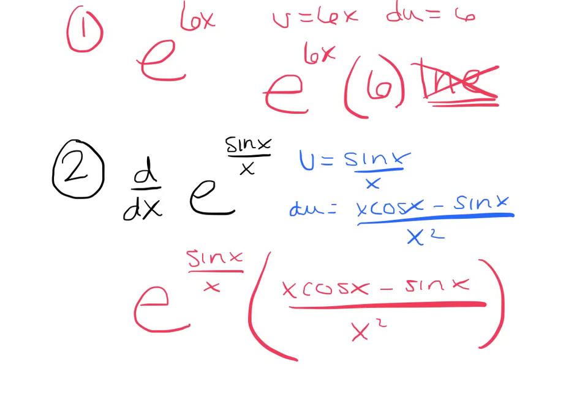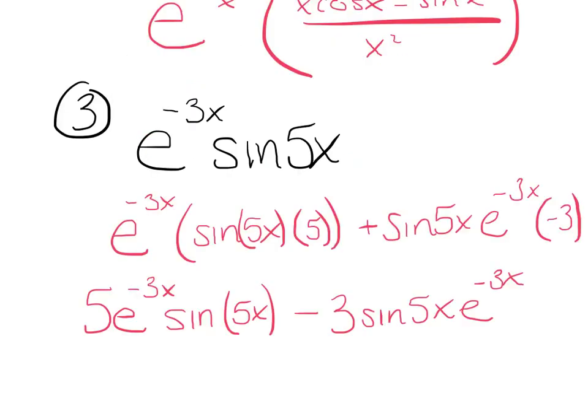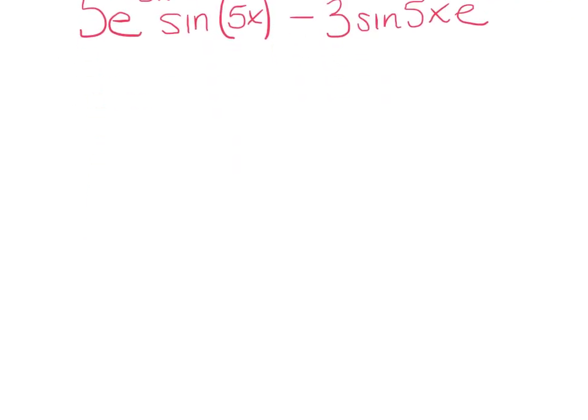Alright, number 3. E to the negative 3x times the sine of 5x. So again, notice when I read that, I said this times this. Watch your product rule, pause it, try it on your own. And again, hopefully you follow my work and we get that same answer. Just watch that product rule: first times the derivative of the second, plus second times the derivative of the first. Alright, I've got one more of this type for you, and then we'll move on to our next type.